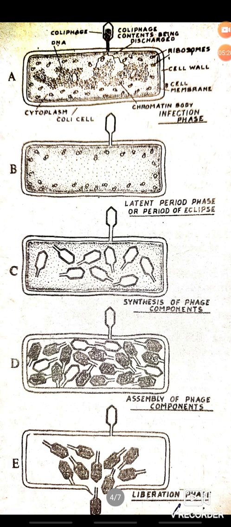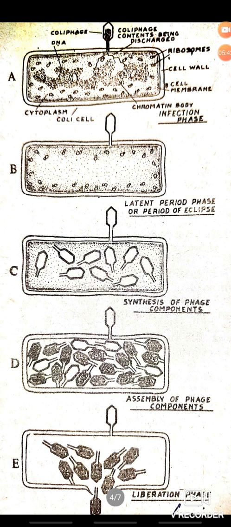The bacterial cell infected with a temperate phage is termed as lysogenic. Here you can see in the diagram that the bacteriophage has infected the bacterial cell. In diagram A you will see the coliphage. The first one is the infection phase, then the latent period phase.